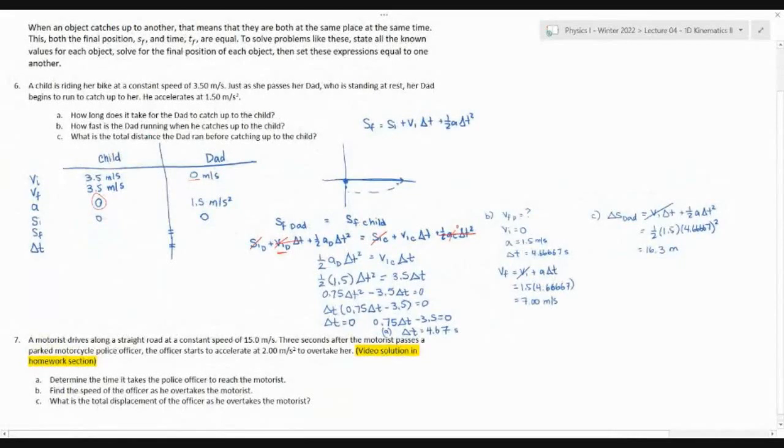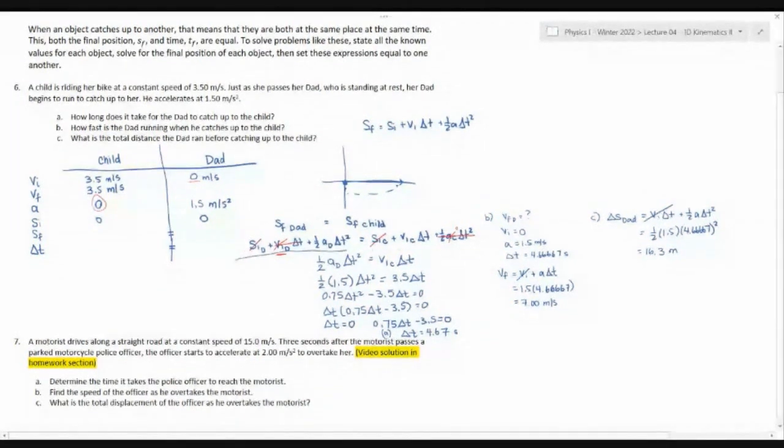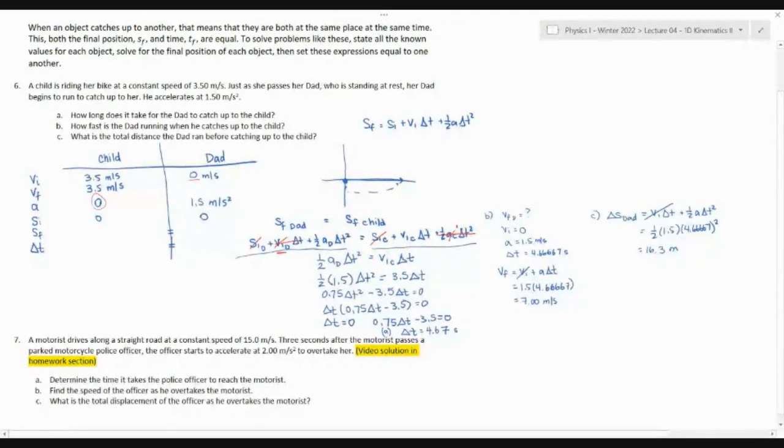Okay, so the key with these questions is you want to organize all your information separately for the two different objects or the two different people in the question. And then once you've organized it with this table, then you can start to look for what the question's asking for. So you're going to solve for delta S or S final for both objects and make those equations equal to each other. See, the SF for the dad is equal to the SF for the child. And since the delta t's are equal, then you can now solve for delta t, and then you can move on and answer all the rest of the questions.